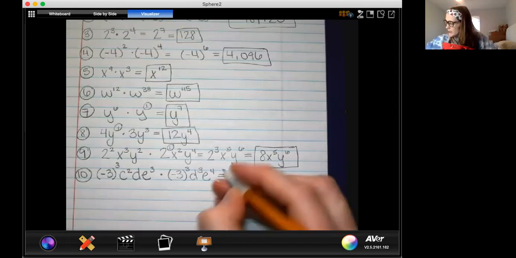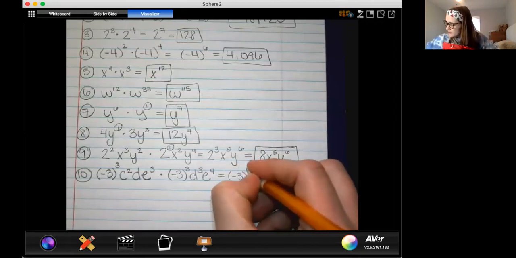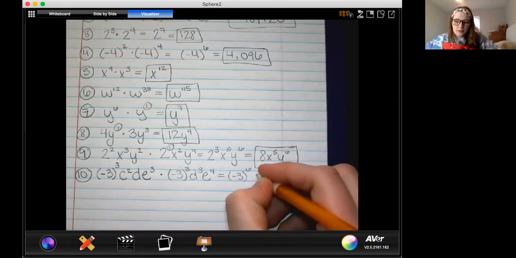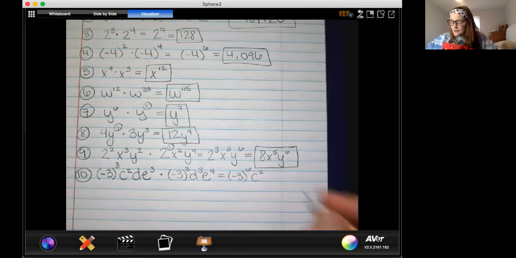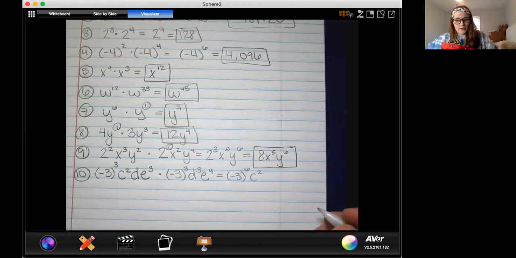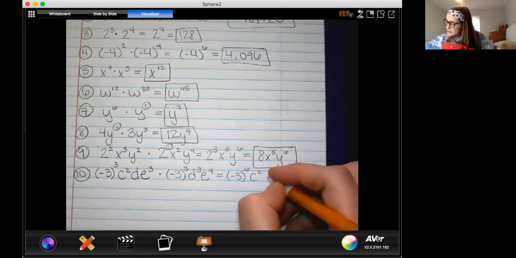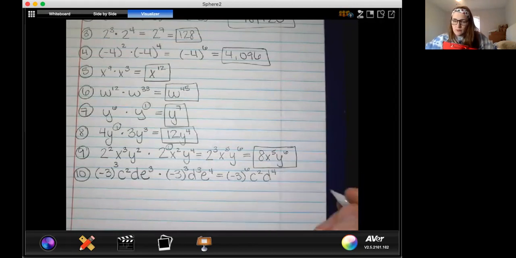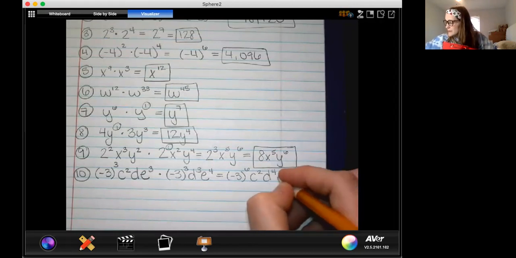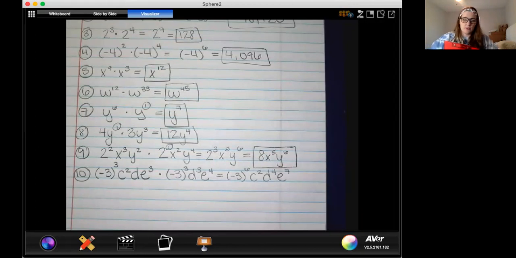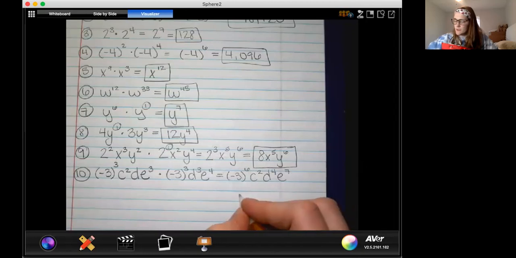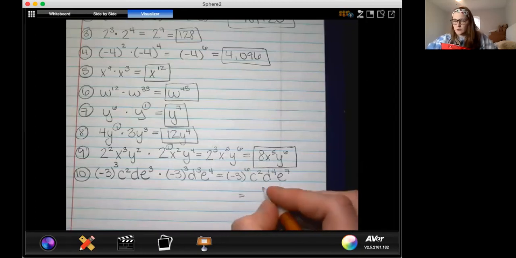Okay, good. We got -3 to the 6th, c squared. There's nothing to combine with the c, so it just stays itself. D to the 4th, and e to the 7th. Good job to the students that responded. Okay, and then last but not least, we just need to simplify this number. So quantity -3 to the 6th power is 729. Good job.